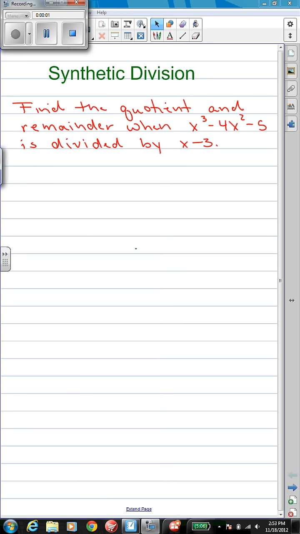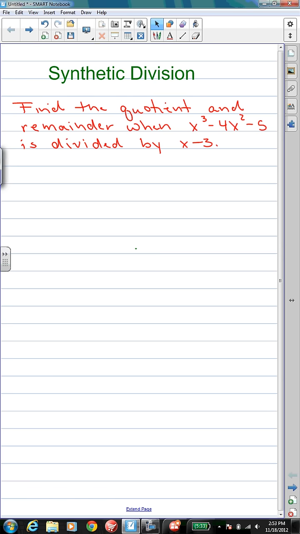This is a short video on synthetic division. Synthetic division is used for the division of polynomials. We're going to start with finding the quotient and remainder when x cubed minus 4x squared minus 5 is divided by x minus 3. When you use synthetic division, we're basically using the coefficients for the terms in our polynomial.